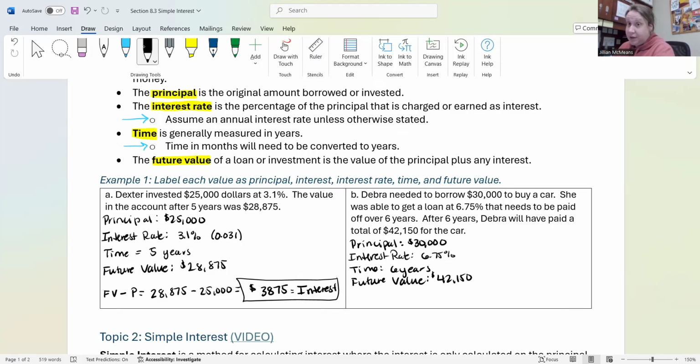So if we wanted to calculate the interest, remember we can take the future value and subtract the principal. So we would take the $42,150, subtract $30,000, and that tells me that Deborah paid $12,150 in interest alone. So over 6 years, not only did she pay the $30,000 for the car, she paid an additional $12,150 just in interest. That's a fee that just goes to the bank. Okay. So when possible, use cash. But if you don't have the cash and you got to buy a car, interest is just a part of that process.